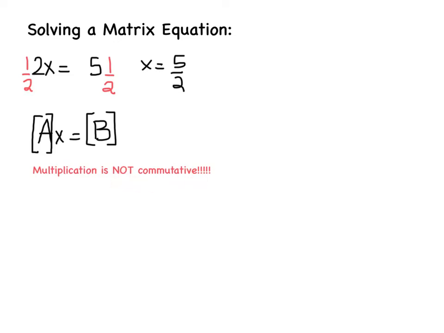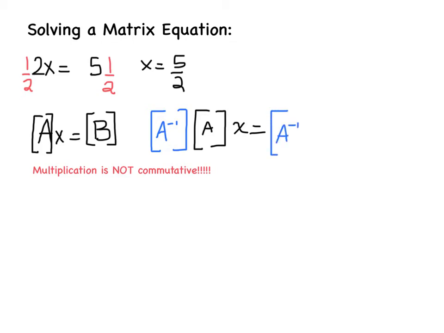So in solving this, I'm going to multiply by the inverse of A times A, x equals the inverse of A times B. If I multiply the inverse of A times A, I would get the identity, which means 1. So I would have had 1x equals whatever this answer is when I multiply it out.